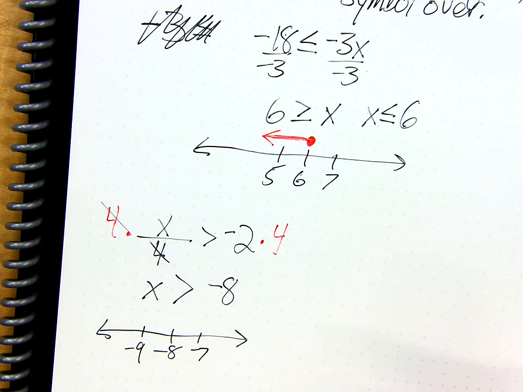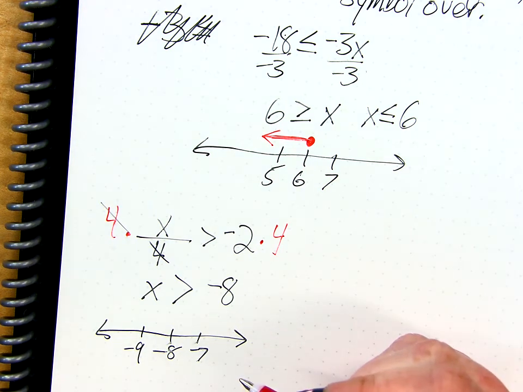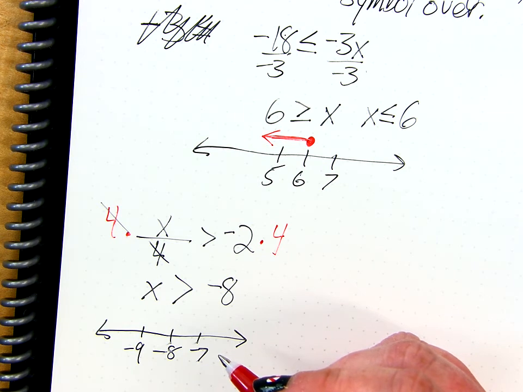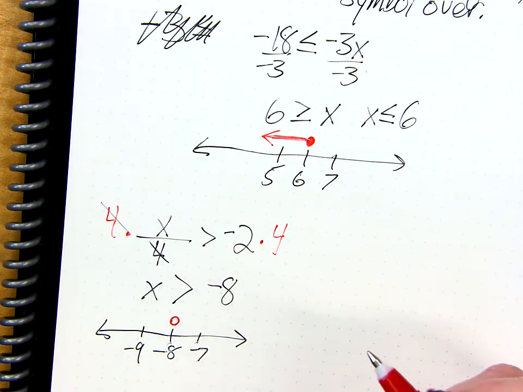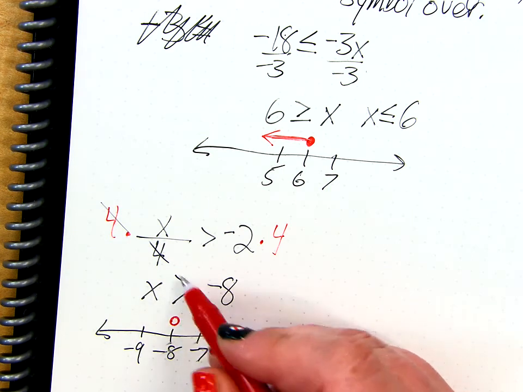Think about your dots. Should they be open? Should they be closed? Which way am I shading? Should my dot be open or closed? Open. And I should shade to the right. That variable's first, so that tells me which way to go.